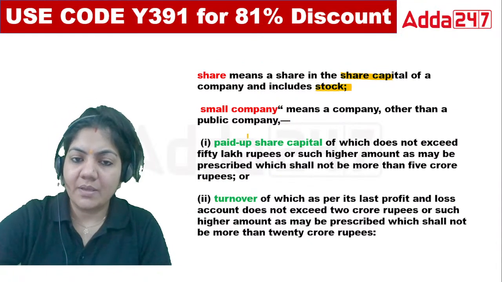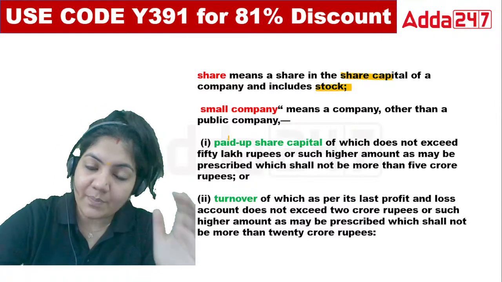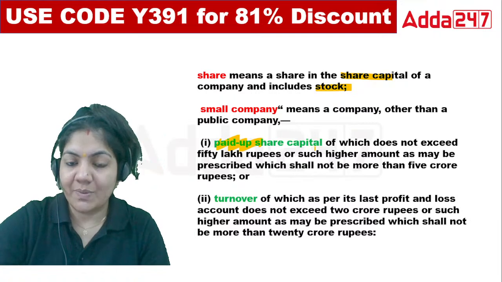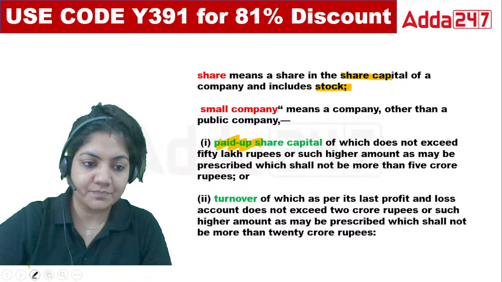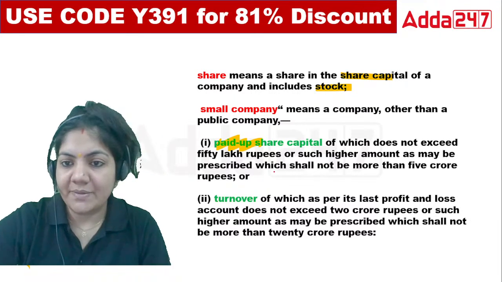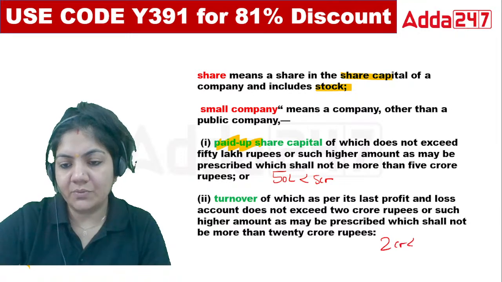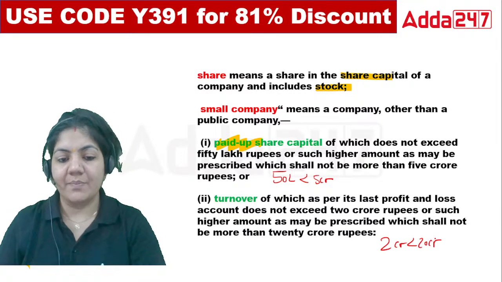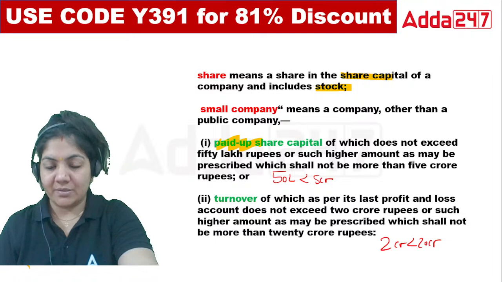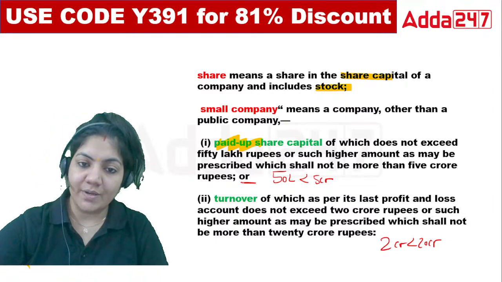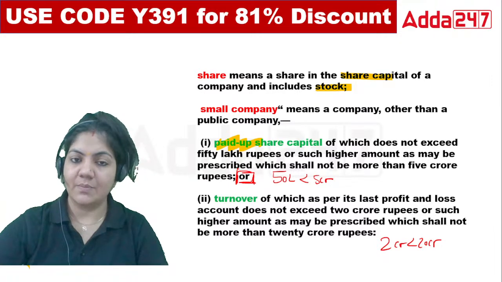If we talk about the small company, the small company is that company whose paid up capital does not exceed 50 lakh up to 5 crore and turnover 2 crore up to 20 crore. So if any company comes under the category of these, this company is called a small company. Either this one or this one. Important.